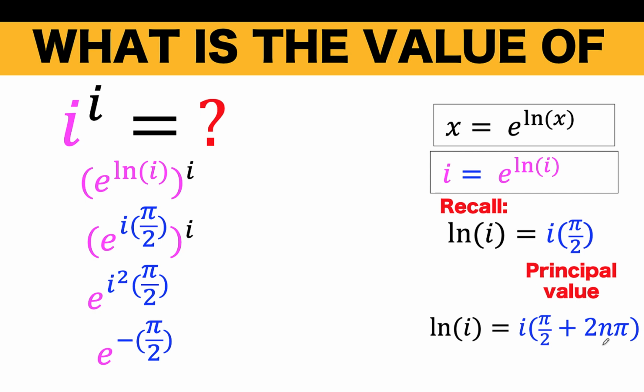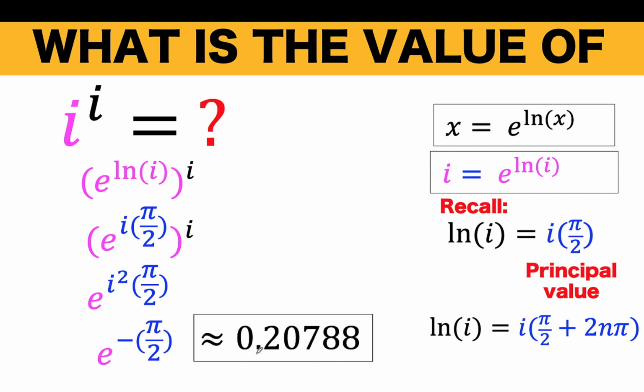We have here a constant e and a constant pi. i raised to i is equal to the transcendental number e raised to the negative of another transcendental number pi divided by 2. This has a value of approximately 0.20788. So an imaginary number raised to another imaginary number resulted in a real number. That's how crazy the complex number world is.